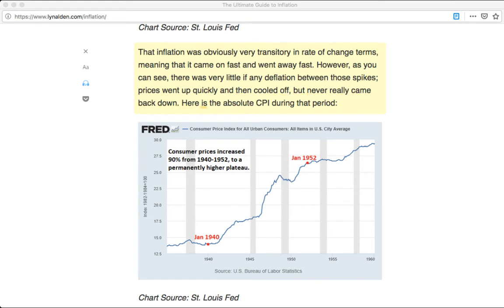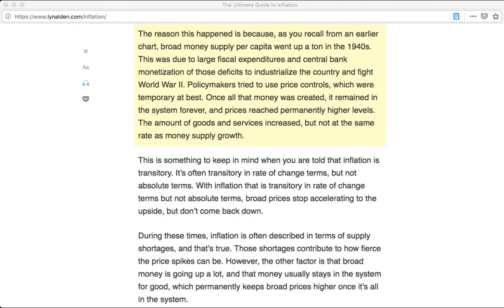Here is the absolute CPI during that period. Chart source: St. Louis Fed. The reason this happened is because, as you recall from an earlier chart, broad money supply per capita went up a ton in the 1940s. This was due to large fiscal expenditures and central bank monetization of those deficits to industrialize the country and fight World War II. Policymakers tried to use price controls, which were temporary at best. Once all that money was created, it remained in the system forever, and prices reached permanently higher levels.